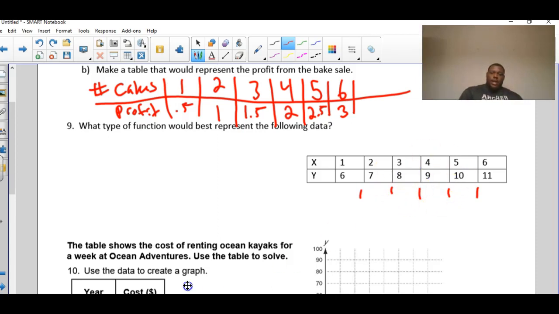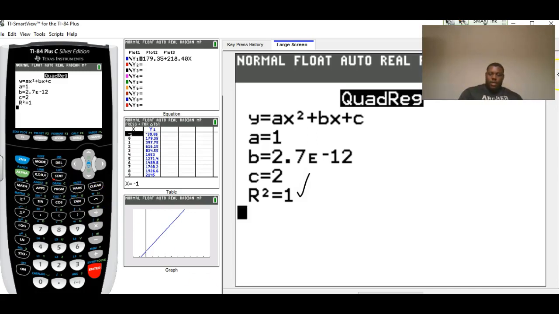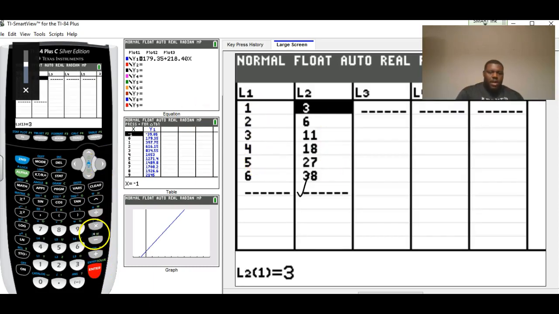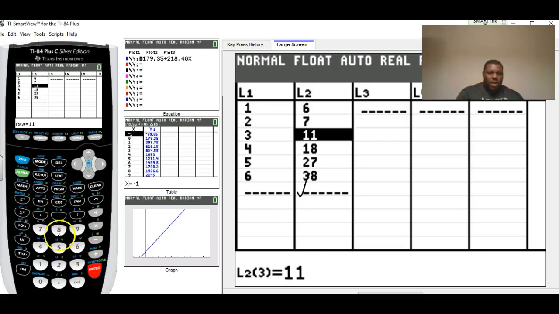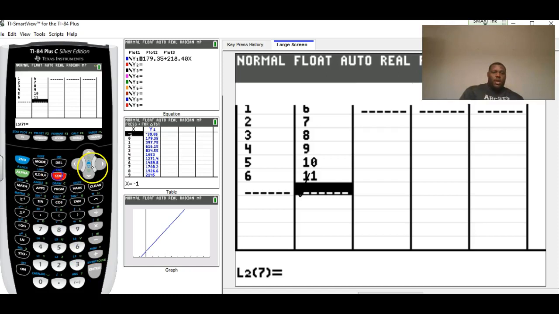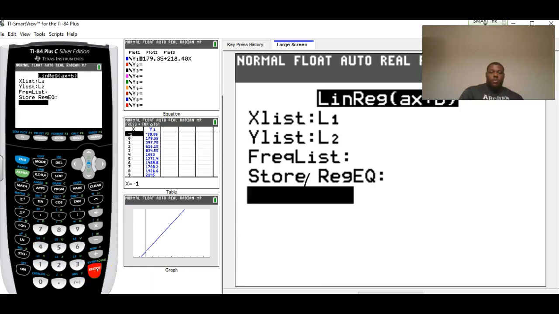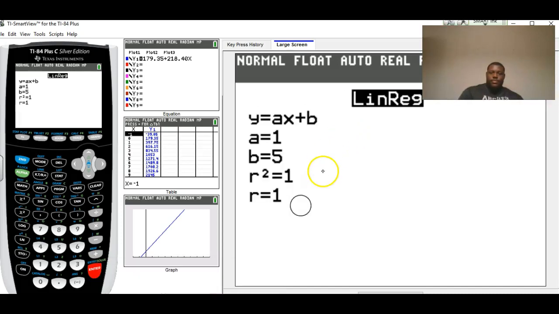Again, we can plug this into our calculator. Stat, then edit. You'll see here is already 1 through 6, but on this side for the Y, we have 6, 7, 8, 9, 10, and 11. So we plug that in. Then we go stat and calculate linear regression. We found the first difference is linear, if you remember. Here's our equation right here. Our R squared is 1, so we know that that worked. That's a check.